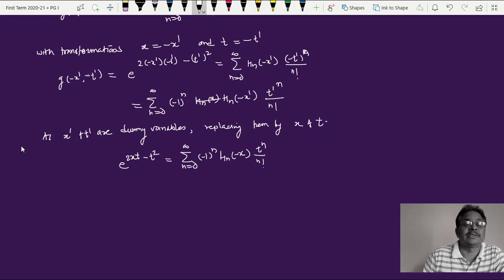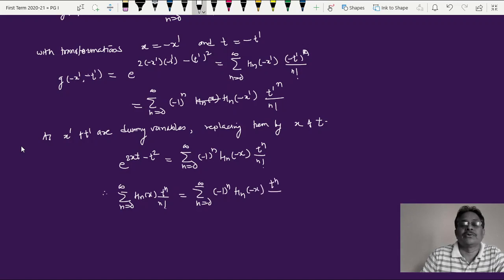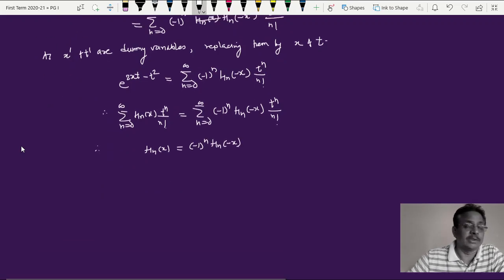And see here, the left hand side is nothing but summation over n equal to 0 to infinity Hn of x into t raised to n upon n factorial, is equal to summation over n equal to 0 to infinity (-1)^n Hn of minus x into t raised to n upon n factorial. So here the summation sign and t raised to n upon n factorial are common. So what remains in the bracket is, therefore, Hn of x is equal to (-1)^n into Hn of minus x. This is the required result.